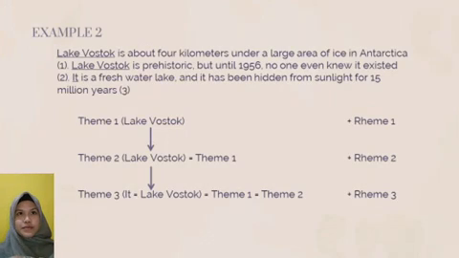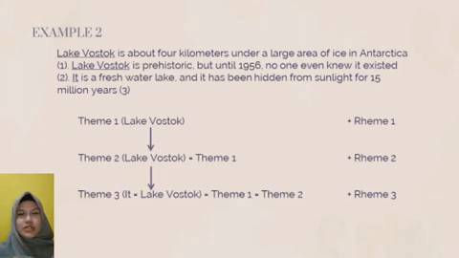Let's see the example. Lake Vostok is about 4 kilometers under a large area of ice in Antarctica. Lake Vostok is prehistoric, but until 1956, no one even knew it exists. It is a freshwater lake, and it has been hidden from sunlight for 15 million years. You can see the first clause, that is Lake Vostok is about 4 kilometers under a large area of ice in Antarctica. It consists of theme, that is Lake Vostok, and the rheme.